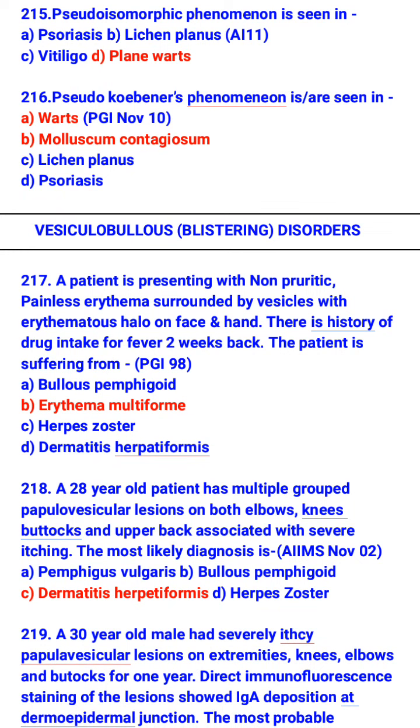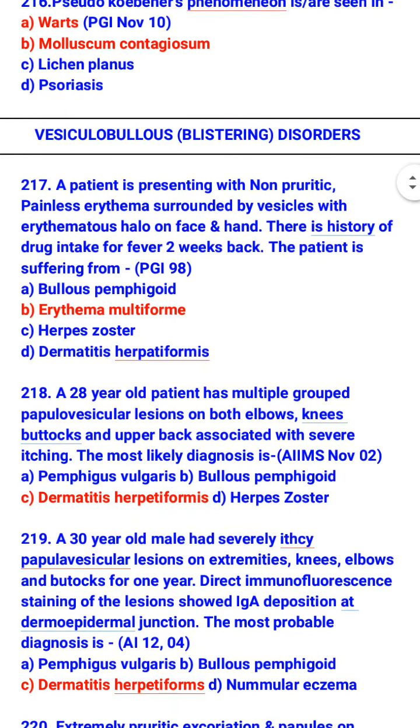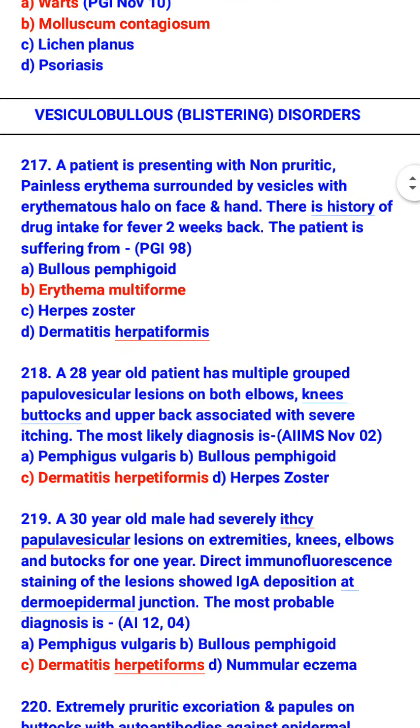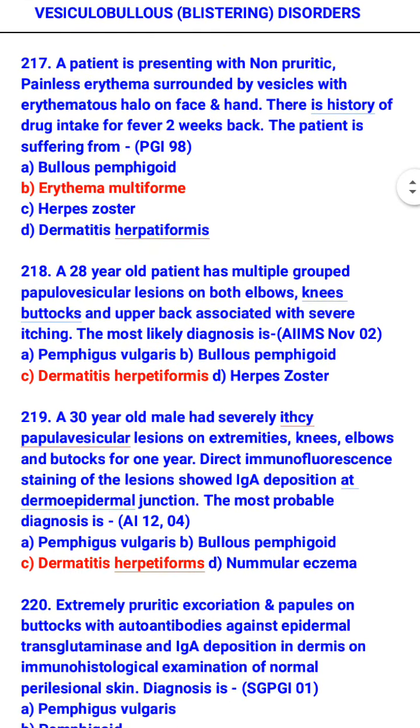Now, vesiculobullous, that is blistering disorders. A patient is presenting with non-pruritic painless erythema surrounded by vesicles with erythematous halo on face and hand. There is a history of drug intake for fever 2 weeks back. The patient is suffering from erythema multiforme. A 28-year-old patient has multiple grouped papillovesicular lesions on both elbows, knees, buttocks, and upper back associated with severe itching. The most likely diagnosis is dermatitis herpetiformis.